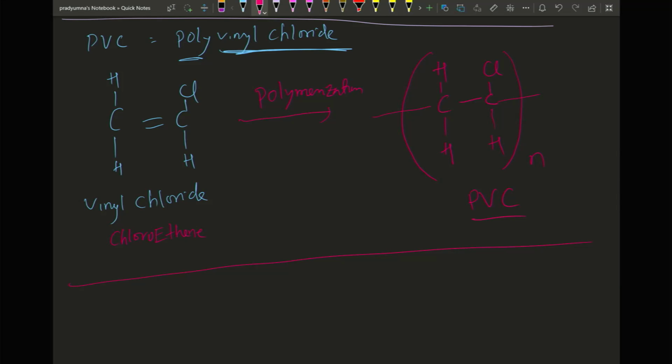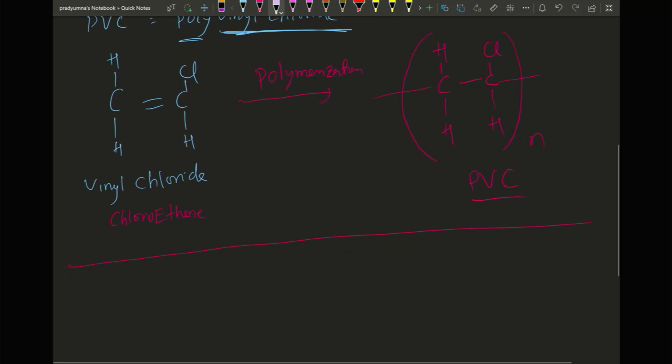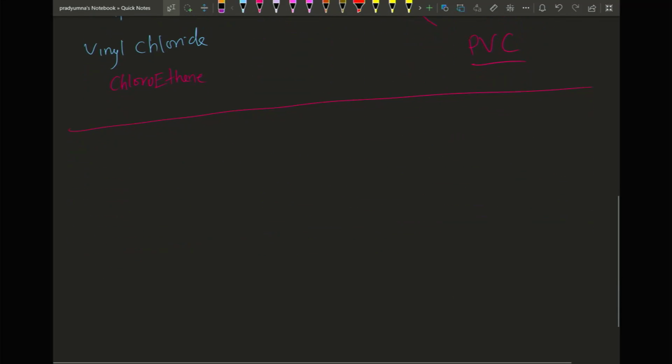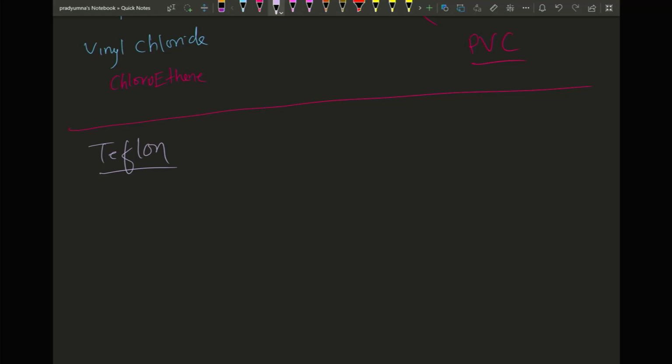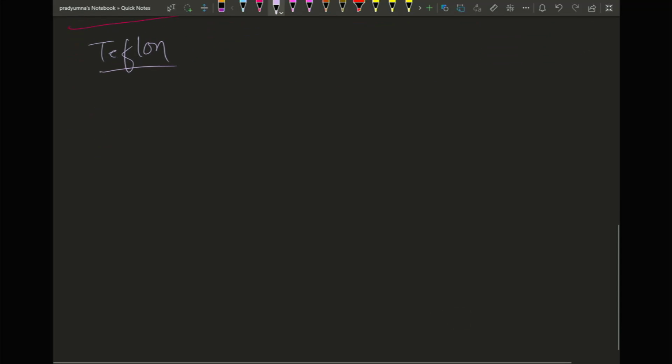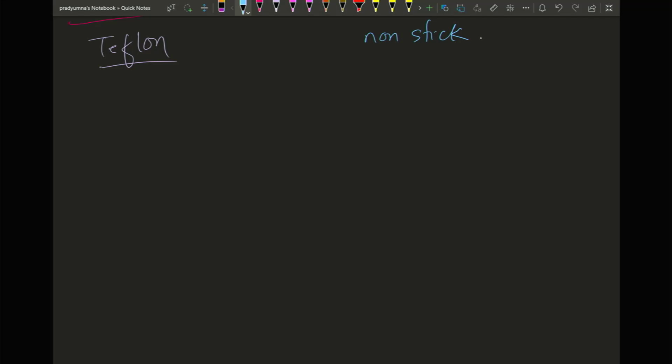All right, so next, another one we're going to learn about is Teflon. Why do we use Teflon? Teflon is used in our non-stick pots, right? So it is a polymer of tetrafluoroethene. Teflon is used in our cooking non-stick pans. We all know non-stick pans, although we now have better coatings. So this is the old school way.